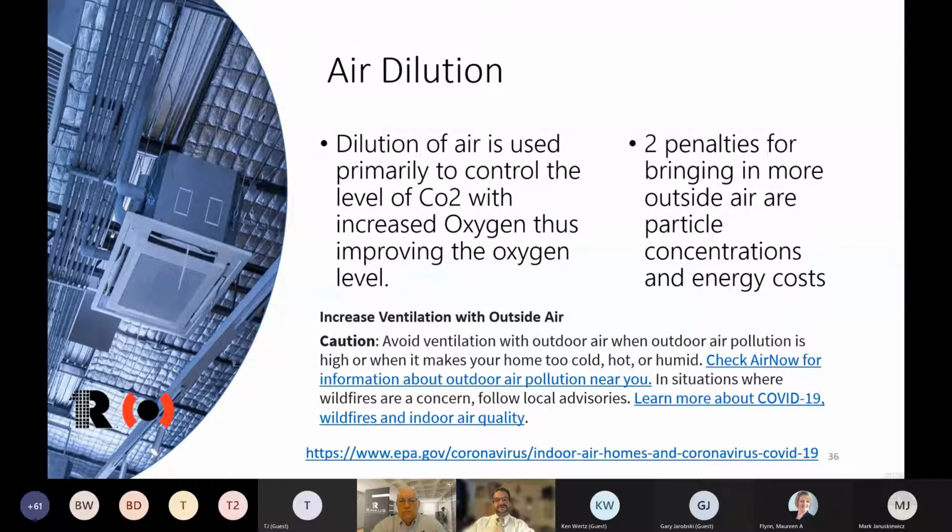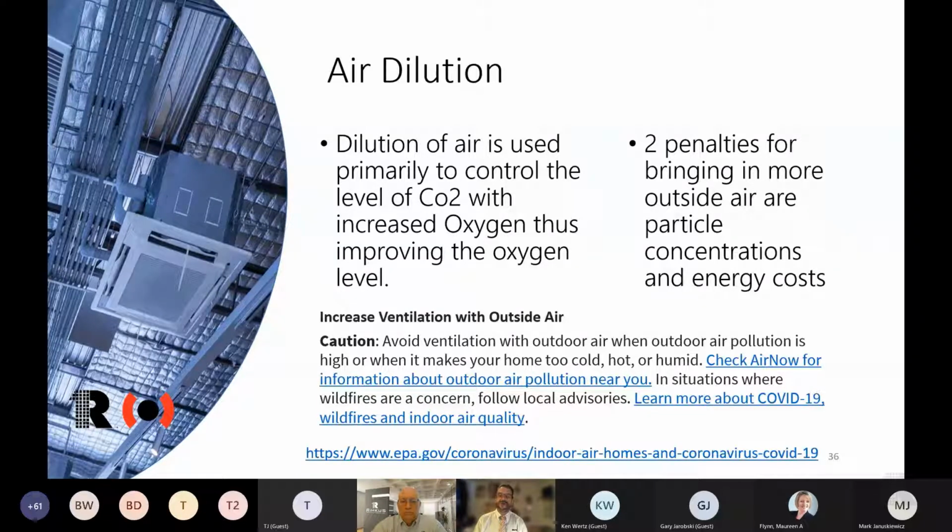So on dilution, the dilution of the air is used primarily to control the level of CO2 with increased oxygen. A lot of people intuitively think that the level of CO2 is an indicator, that particle control is coupled with the CO2. It's not. With lots of kids in the room, there's going to be more CO2; there are fewer students in rooms now, but if you put a bunch of people in a sealed box, the CO2 level goes up. There's no doubt about it. Introducing more oxygen brings the CO2 level down, as long as you have some sort of cross ventilation where you can get the CO2 out. That does not correlate directly to the particle concentrations.